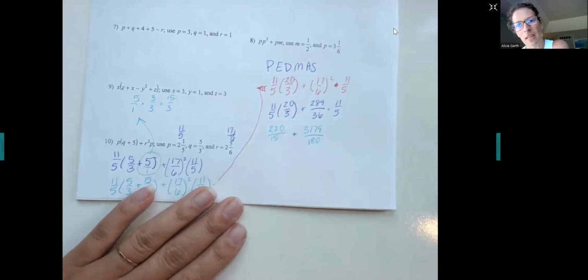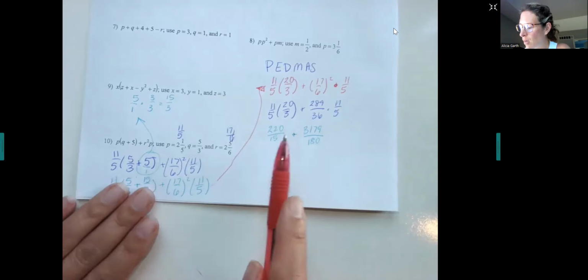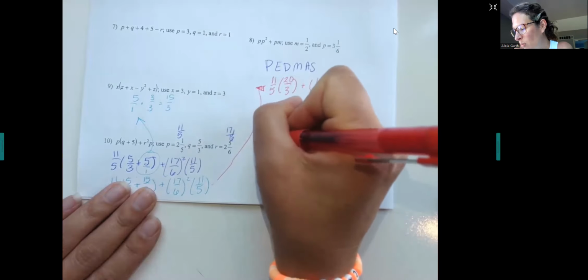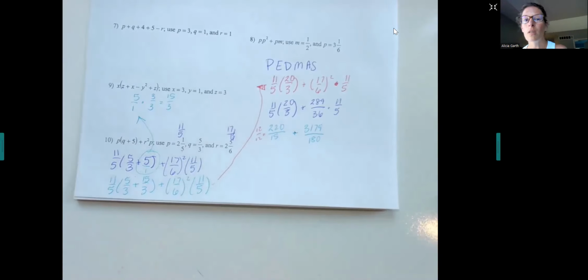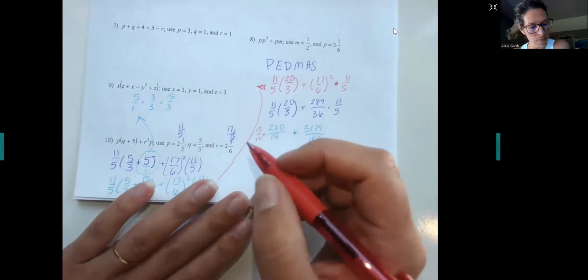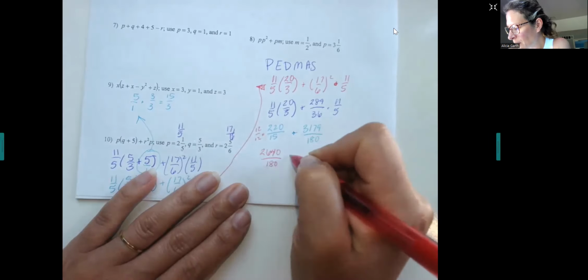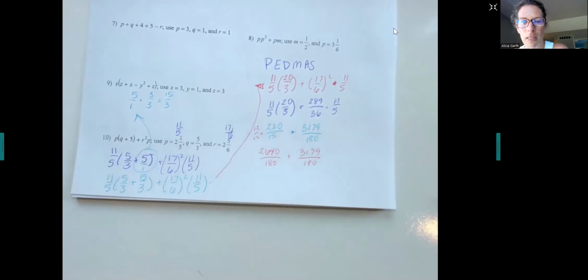So in order for us to add these, our denominators have to be the same. In order for them to be the same, we are going to have to multiply this fraction by 12 over 12, just like we did over here. 12 divided by 12, you agree, would be 1. So we're not changing this at all. We're just making it something we can work with. 220 times 12 is 2640. And that's over 180 plus 3179. That also is over 180. Now we can add those numbers together.